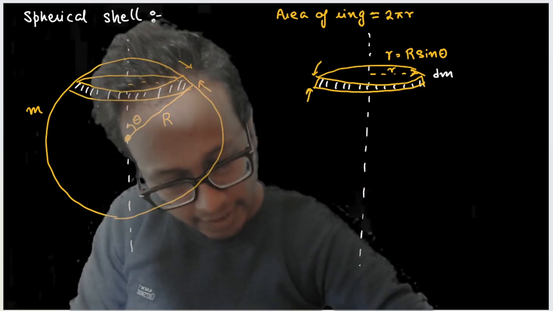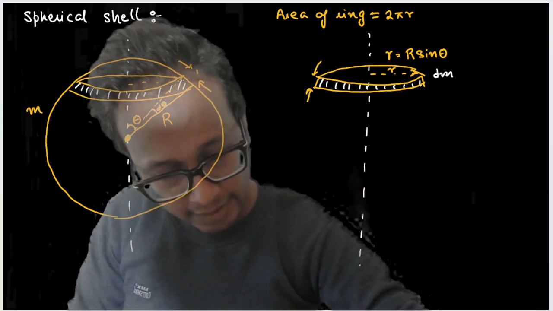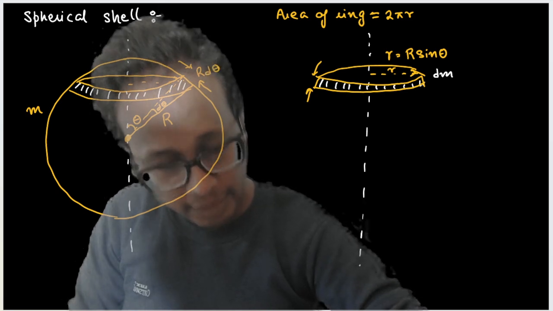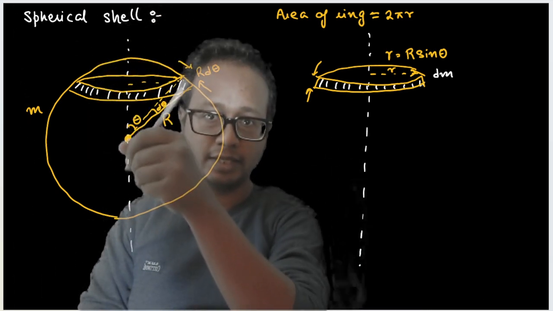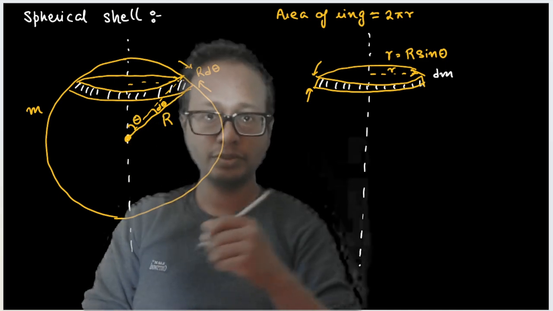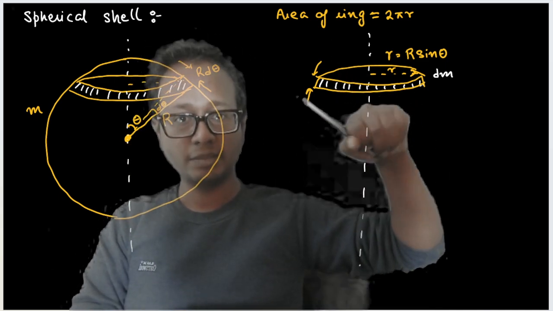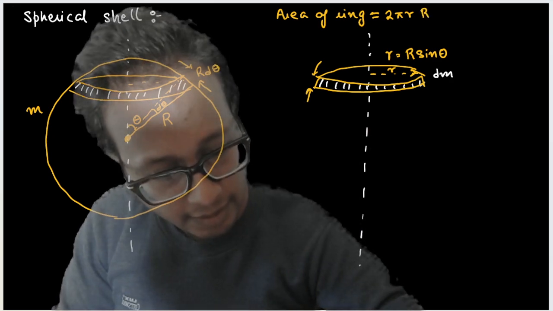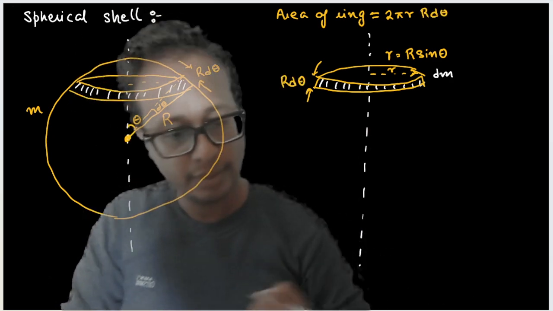d theta means we take an elemental angle out here, theta and d theta. This thickness is nothing but the radius of the shell into d theta. R d theta is the thickness of the ring. Understood? So the area of the ring is nothing but 2 pi r into thickness, and the thickness is r into d theta.